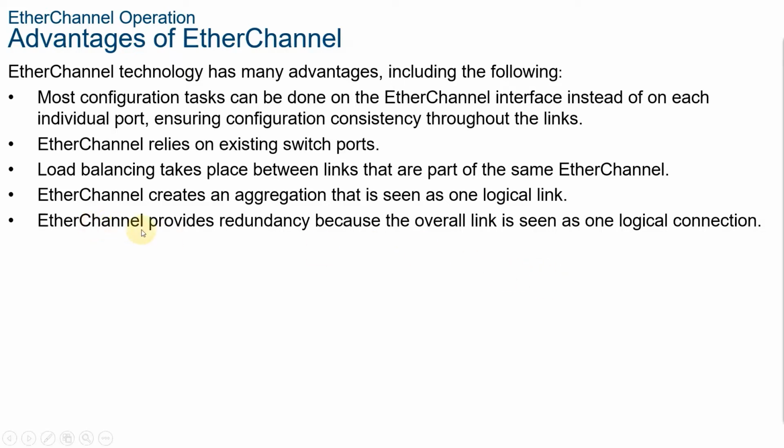Okay? Next, EtherChannel provides redundancy because the overall link is seen as one logical connection. Additionally, the loss of one physical link within the channel does not create a change in the topology. So therefore, a spanning tree recalculation is not required. Assuming at least one physical link is present, the EtherChannel remains functional, even if its overall throughput decreases because of a lost link within the EtherChannel.